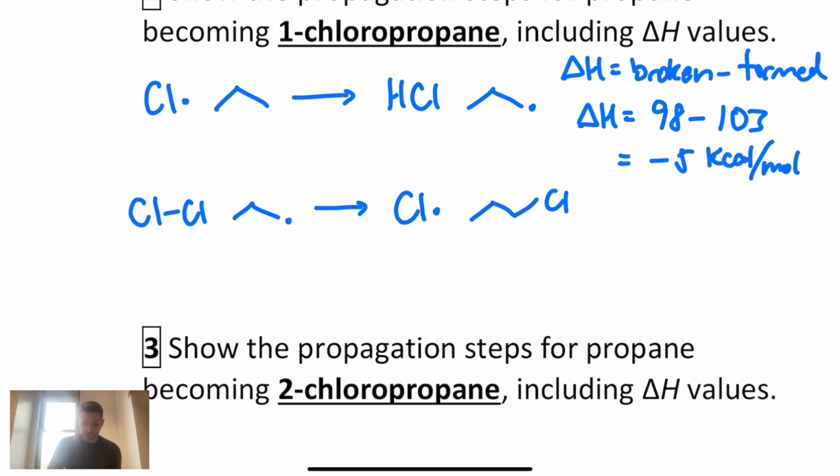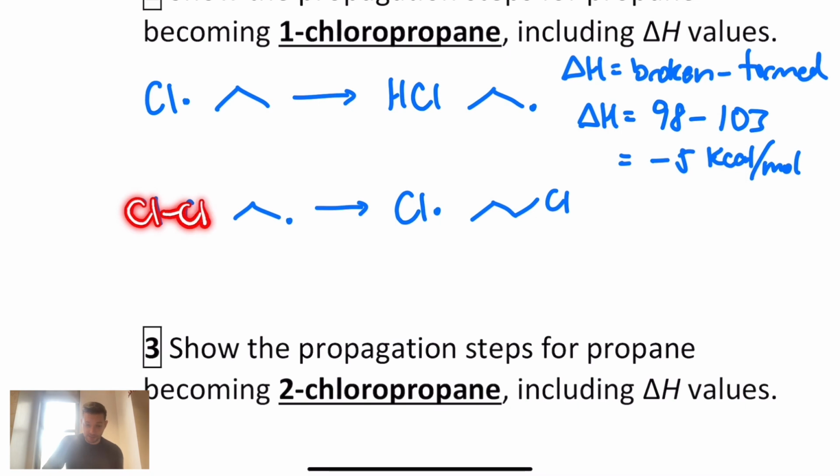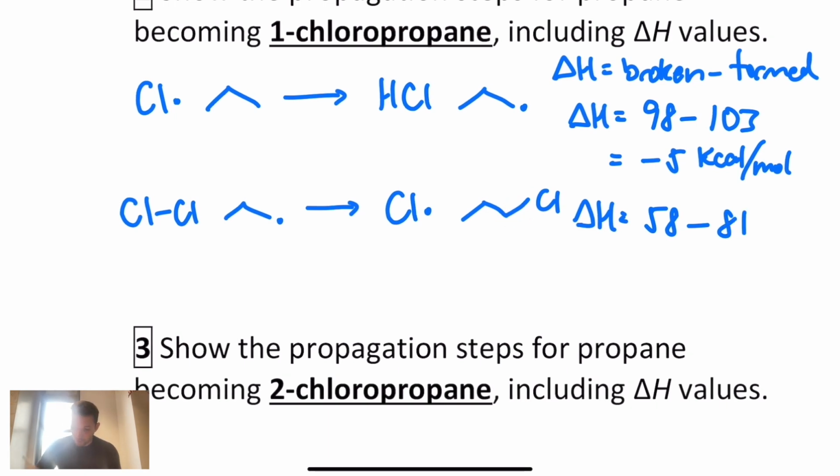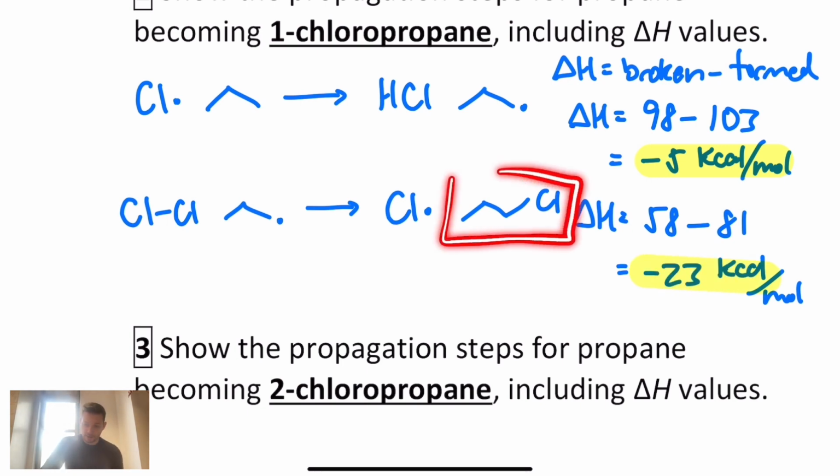Now let's look at what the case is for the second half of this propagation. What do you break? You break a Cl-Cl bond, so delta H would be the 58 kcal just from the chart up above. And this time you form this carbon-chlorine bond. That's a primary carbon-chlorine bond, and that's worth 81 kcal per mole. So we release 23 kcal per mole. And yes, we could add those, but I'm going to keep those as is. It's exothermic by 5 and exothermic by 23. That's to form the 1-chloropropane product.